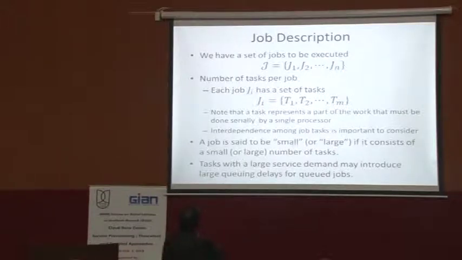Now, number of tasks per job. Each one of these jobs will have a set of m tasks, which is P max, the number of maximum tasks it can have. Note that a task represents a part of the work. So if job J1 is matrix multiplication, task 1 is 1 column and 1 row. It's part of the job itself.